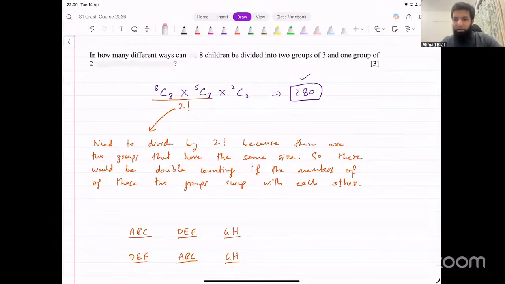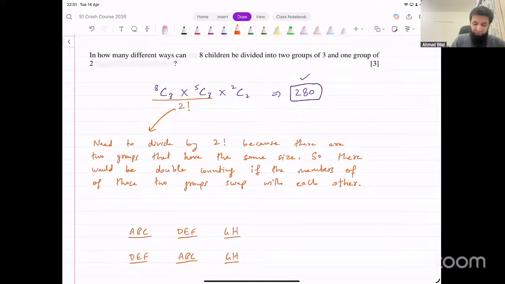Okay, sorry about that. Now, in this case, we have 8 children who need to be divided into 2 groups of 3 and 1 group of 2. We could say 8C3 for the first 3-member group, and then out of the remaining 5 people, select 3 more, and then out of the remaining 2 people, select 2. But in this case, we have 2 groups of the same size.